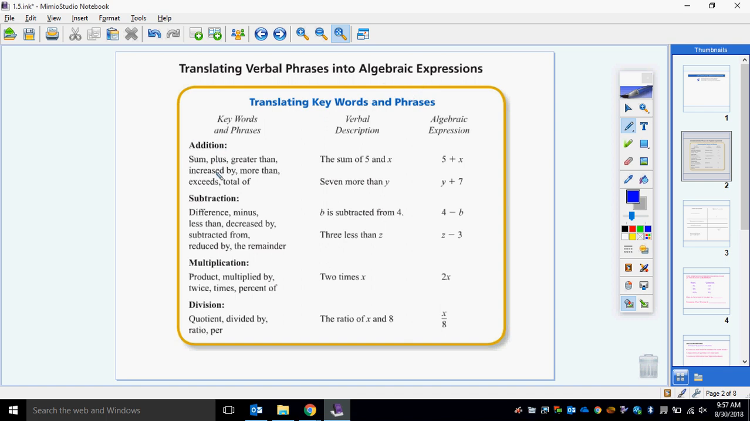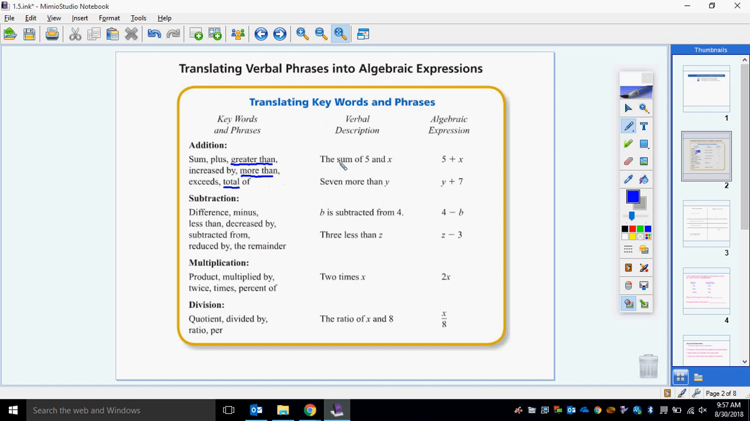So I have my four operations: addition, subtraction, multiplication, and division, and some common words that mean addition. When I'm looking at a story problem or a word problem, I have sum, plus, greater than, increase by, more than, exceeds, total of. So I see more than a lot, and total, greater than. Sum is the answer to an addition problem, but any of those words mean to add.